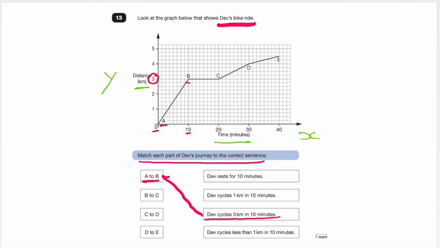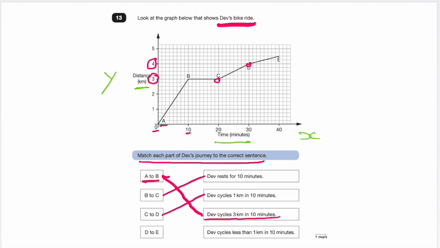Well, B to C, he waits a whole 10 minutes, but he actually doesn't travel anywhere, does he? Because he's not going up the y-axis. So I would say it's fair to say Dev takes a rest for 10 minutes. And then C to D, again, it's a 10-minute interval. And we can see this time, he actually only travels 1 kilometer up to the 4 kilometer mark. So Dev cycles 1 kilometer in 10 minutes.